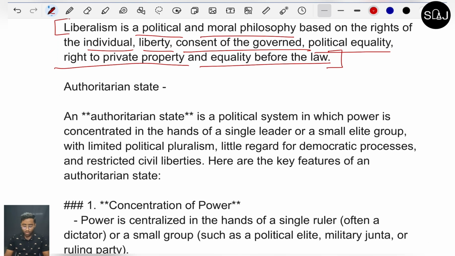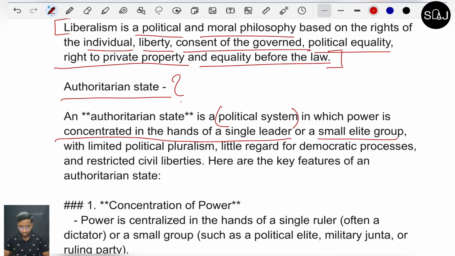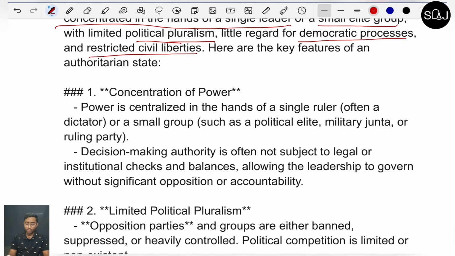Now, what is an authoritarian state? Very important question. An authoritarian state is a political system, again, in which power is concentrated in the hands of a single leader or a small elite group, with limited political pluralism, little regard for democratic processes, and restricted civil liberties. Here are the key features of an authoritarian state. Number one is the concentration of power.